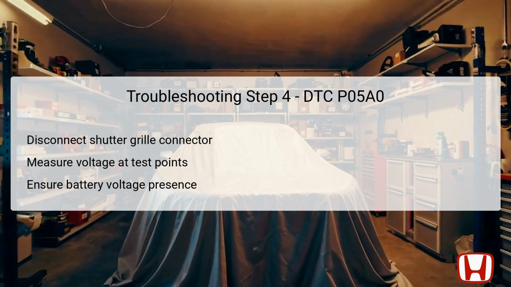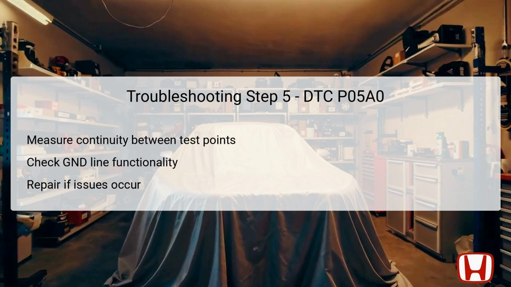If there is no battery voltage detected, it indicates an open circuit in the +B shutter grille wire, which may need to be repaired before moving forward. This step is crucial, as it checks the power supply to the grille assembly.